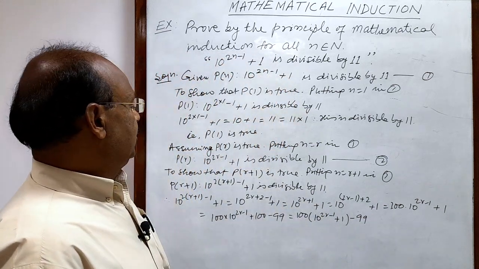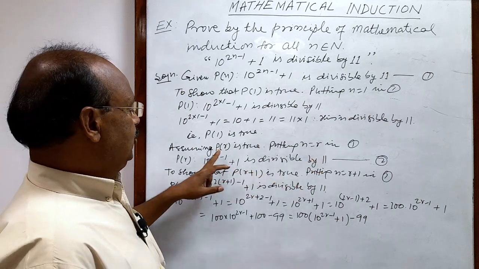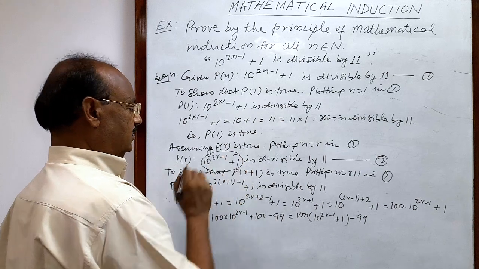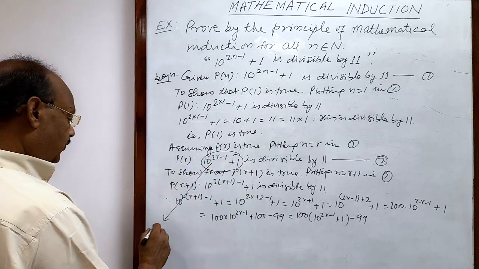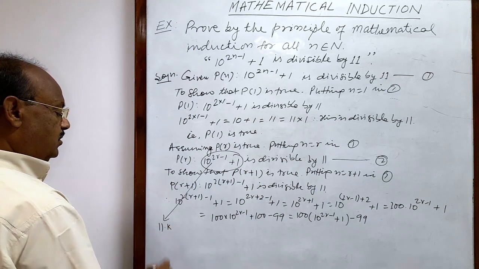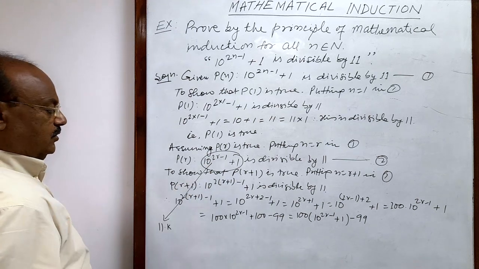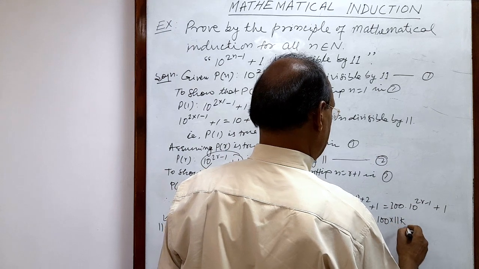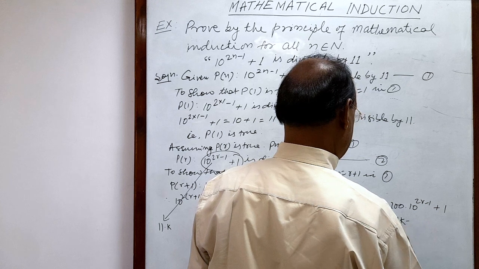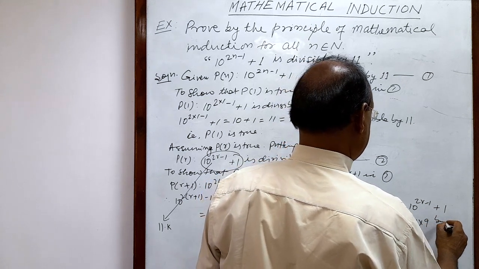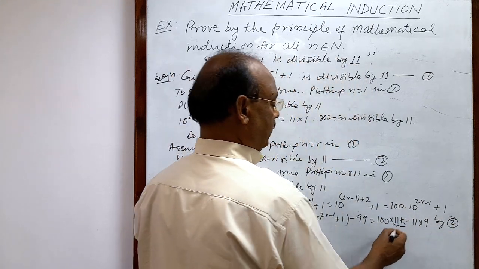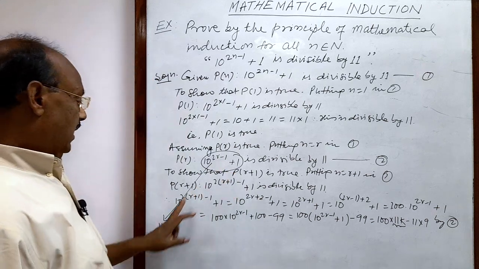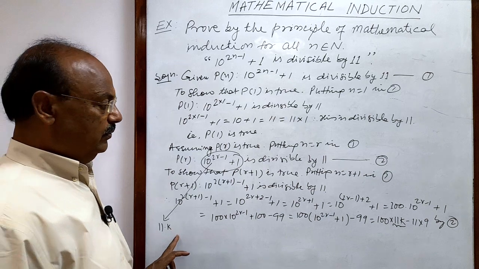You see here relation number 2: we have already assumed that this is divisible by 11, meaning 11 is a factor here. So we can write this as 11 times some constant k. By using this concept, we can write this as 100 into 11k, and this 99 is 11 into 9. We are writing it by relation number 2, because this is divisible by 11, so 11 is a factor, 11 into some constant, natural number or positive integer.